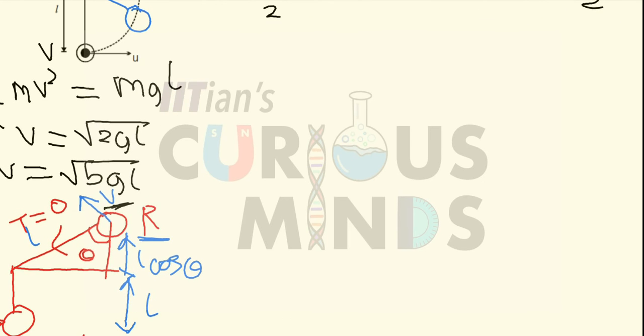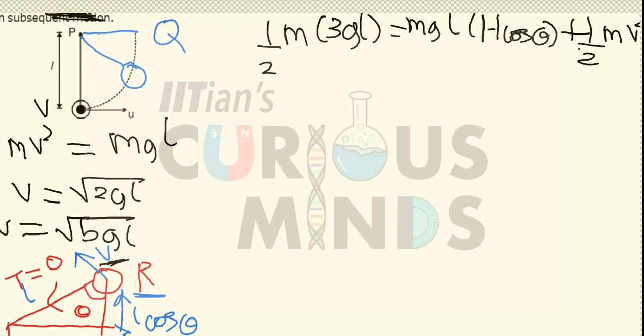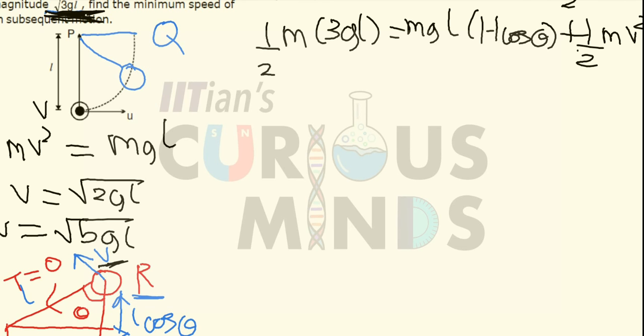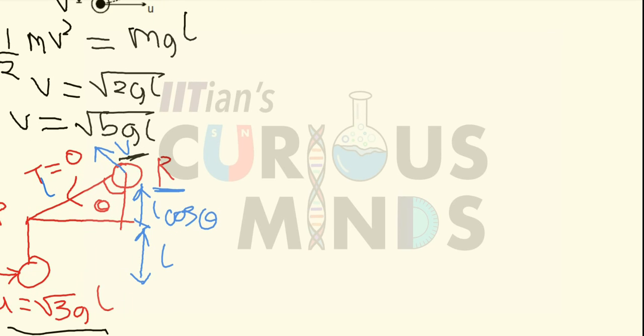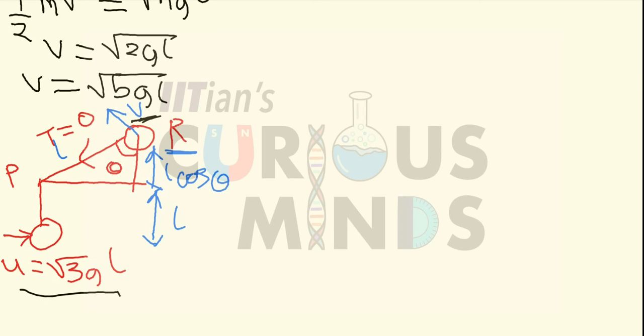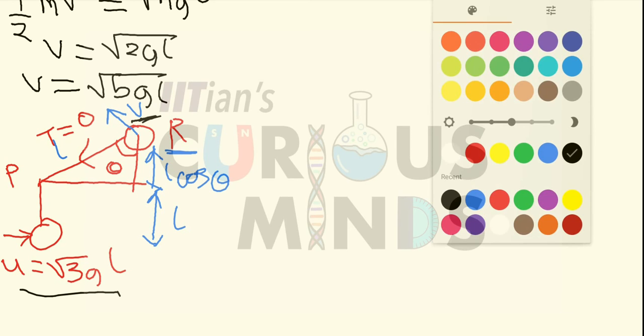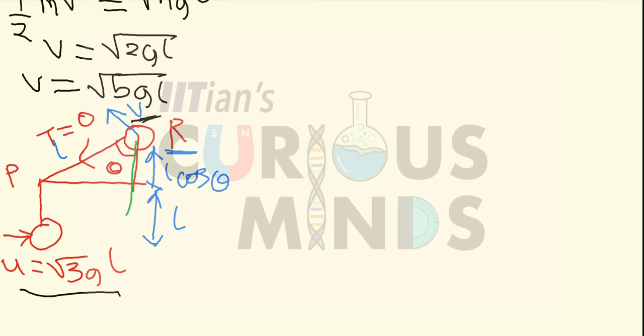Okay, the next part is when it arrives at the point R. What are the forces acting over here? The tension is anyway equal to 0. There is mg in the vertically downward direction. This will be equal to mg cos theta, and this will be equal to mg sin theta. mg sin theta will not play any role over here. Just before it loses contact, the tension will be equal to 0.